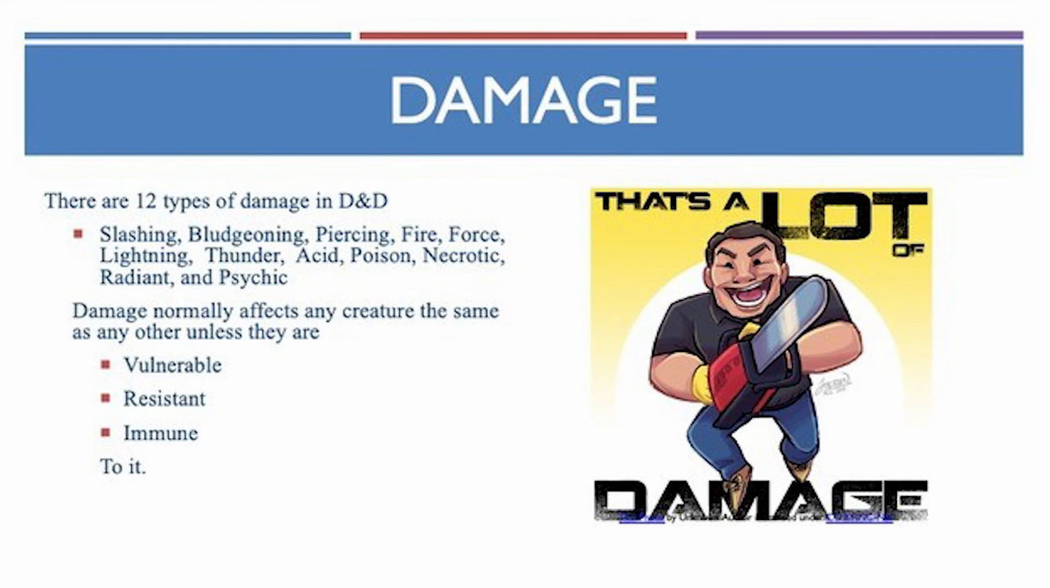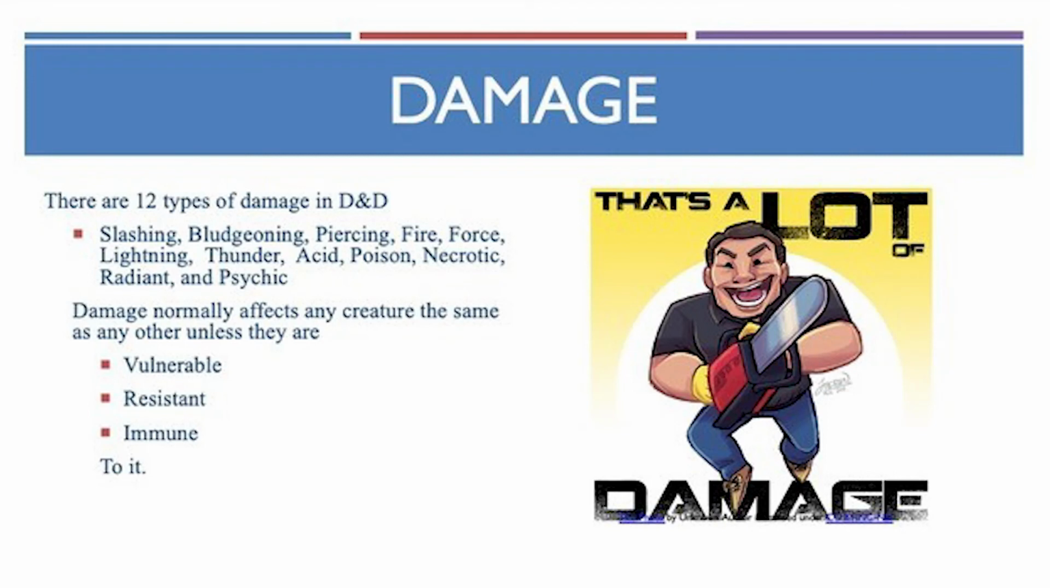There are 12 types of damage in D&D: slashing, bludgeoning, piercing, fire, force, lightning, thunder, acid, poison, necrotic, radiant, and psychic. Damage is the same for any creature unless they are vulnerable, resistant, or immune to it. Force damage is a term for damage that has pure magical force with no defining characteristics. Thunder damage can be more accurately described as sonic damage. Radiant is holy energy that can burn the soul, and psychic damage attacks the mental psyche itself.